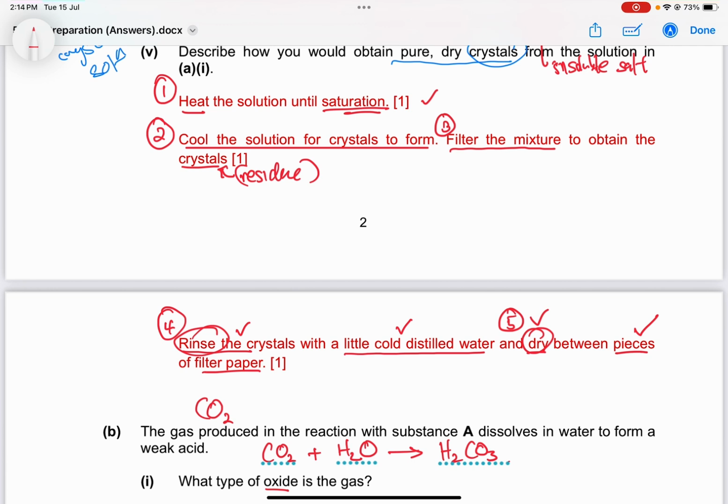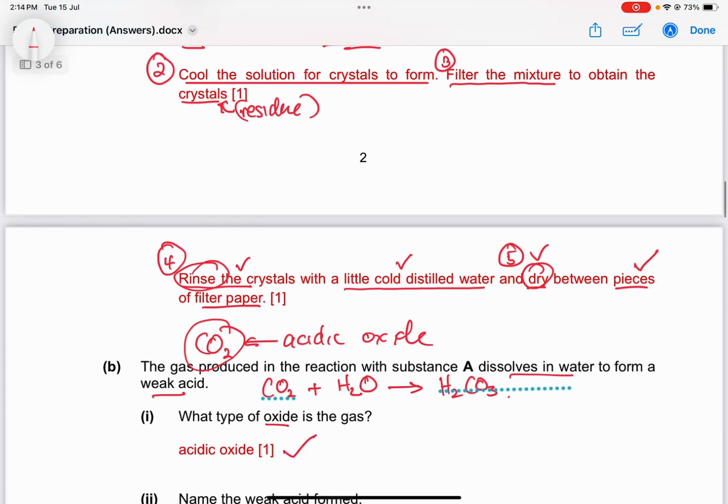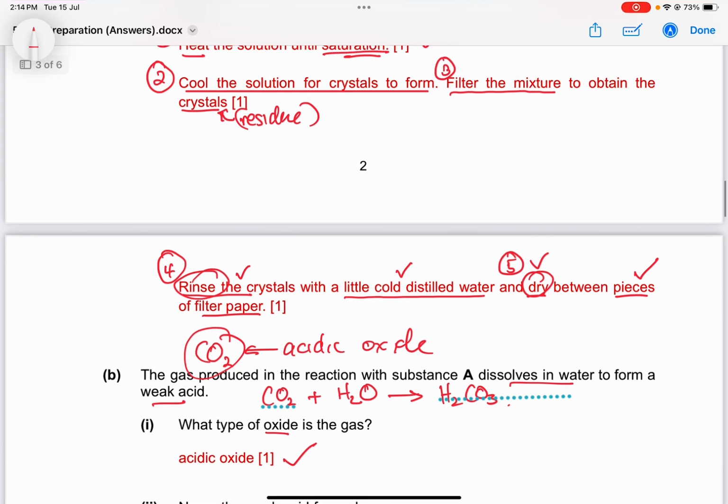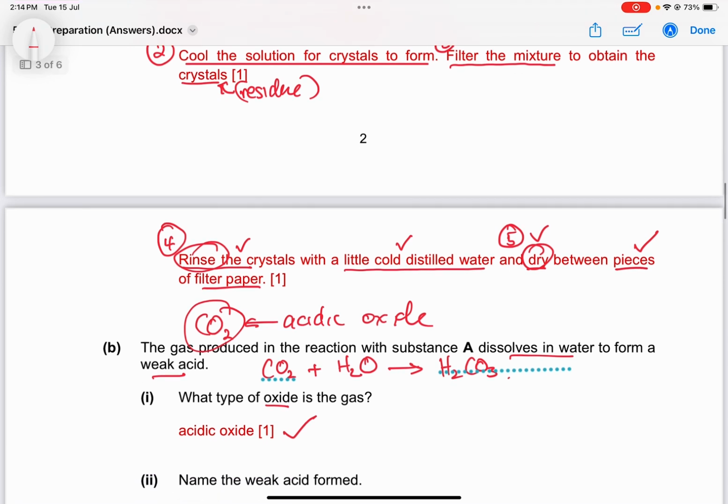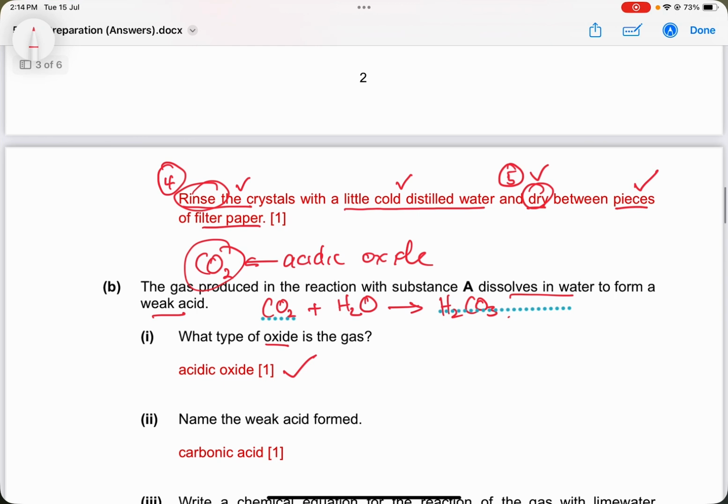So in order for it to dissolve in water to form a weak acid, you know that this is actually your acidic oxide. That's the 1 mark. Being able to dissolve in water to form a weak acid is one of the properties of an acidic oxide. Next, name the weak acid formed. As I mentioned, this is carbonic acid. Because it asks for the name, you cannot write the formula, you must write the name itself.